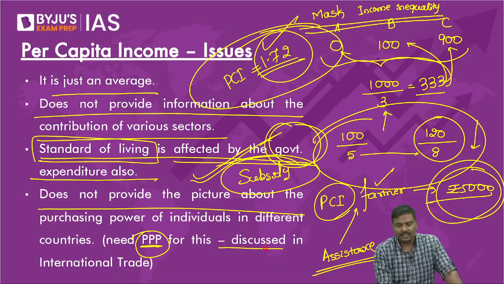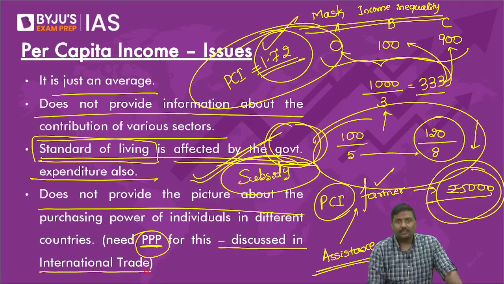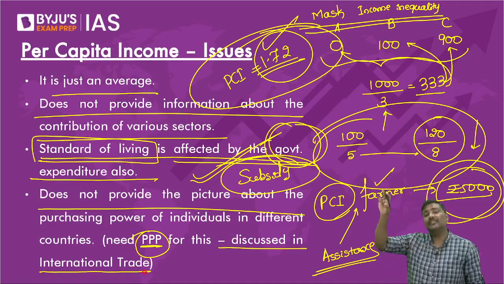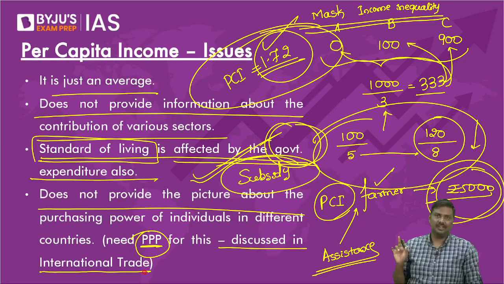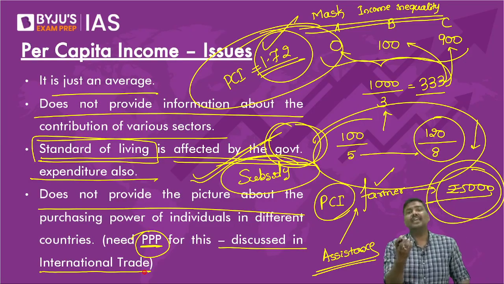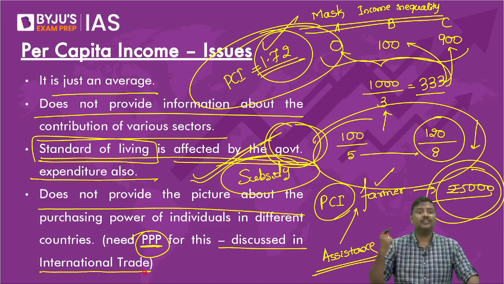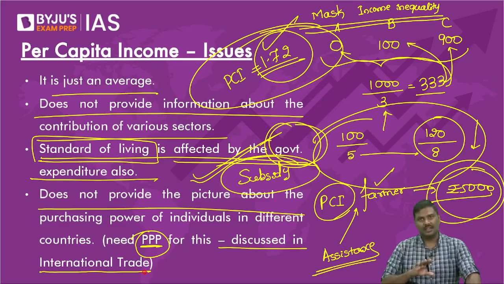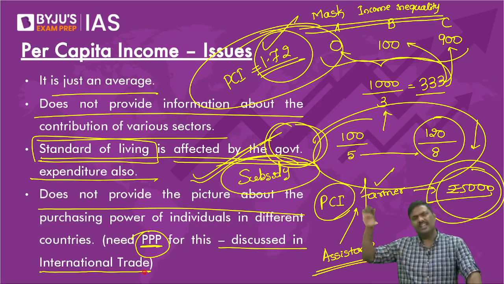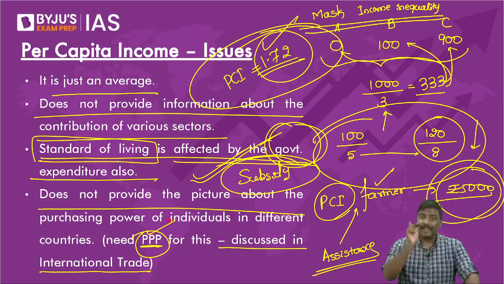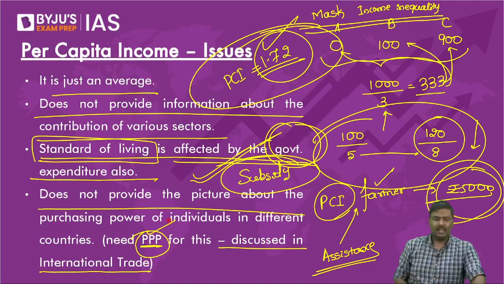And have a look at this. What I've written. We will discuss purchasing power parity, but not today. We'll discuss it when I take up international trade. Right? Why? I require exchange rate for this. Okay, that's a reason. I've not yet discussed exchange rate. We'll discuss, and trust me, there's a slide on purchasing power parity there itself. We'll understand it there. Okay.